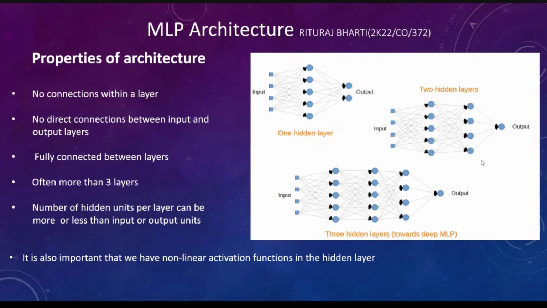We often have more than three layers, but the number of hidden layers is a hyperparameter which we will have to tune. Generally, if the data is complex enough, having more hidden layers is preferable.